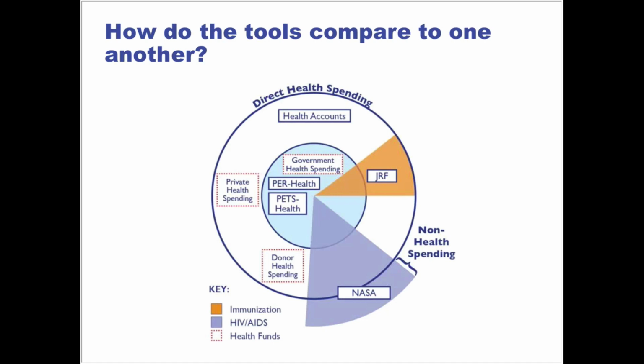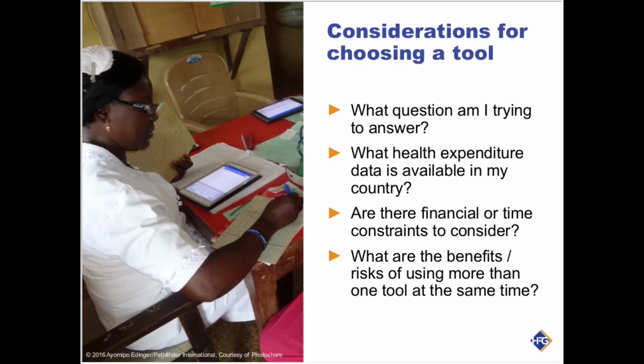Now that you have a basic understanding or introduction to the different tools, let's talk about the considerations that go into choosing the right tool or tools for your country. So this slide presents some questions that you might want to ask yourself when you're thinking about which tool makes sense in your country's context. You may want to consider what question you're trying to answer with health expenditure data. Are your questions related to policy and planning, for example, understanding whether expenditure is in line with priority health areas, or are you concerned about efficiency of a program, or perhaps HIV and AIDS spending in particular?